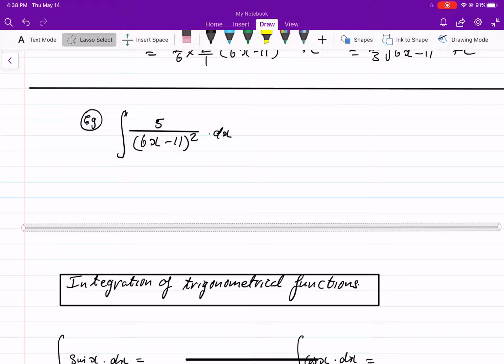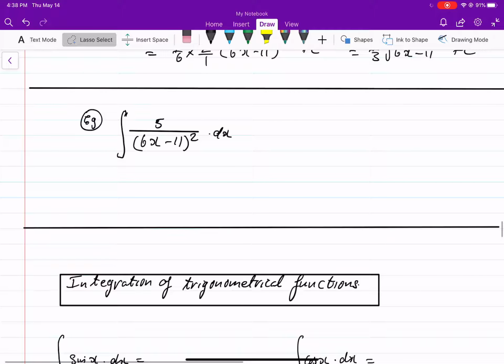Okay, so how about this one? Integral of 5 divided by 6x minus 11 all squared. Well, it looks like we're not going to deal with a quotient here, so we're going to just throw the entire denominator up into the numerator. And this becomes the integral of 5 times 6x minus 11 to the power minus 2 dx.